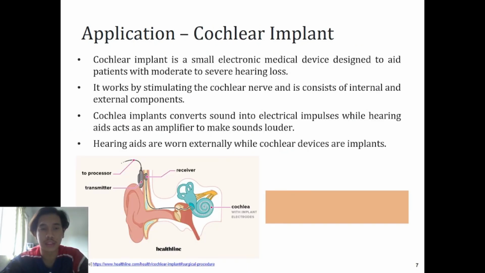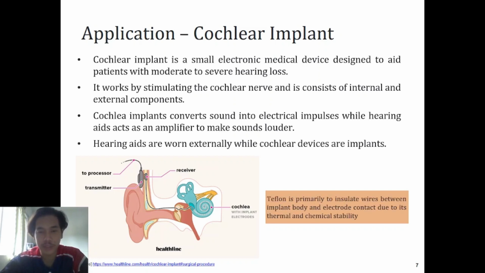So next is a cochlear implant. Usually we can see some people with severe hearing loss, where the cochlear implant helps in making the sound louder. How does it work? It works by stimulating the cochlear nerve, and it consists of internal and external components. The cochlear implant converts sound into electrical impulses, while a hearing aid acts as an amplifier to make the sound louder.